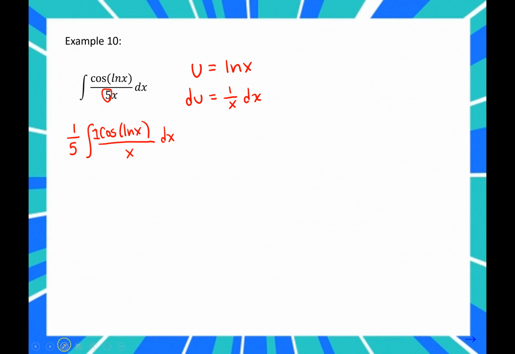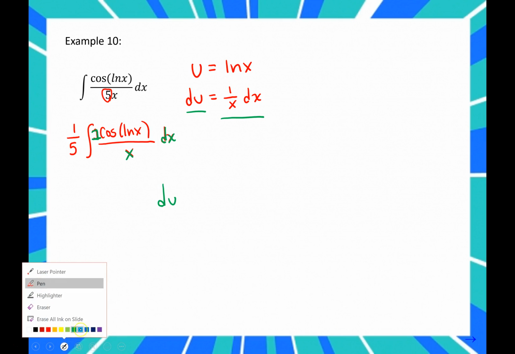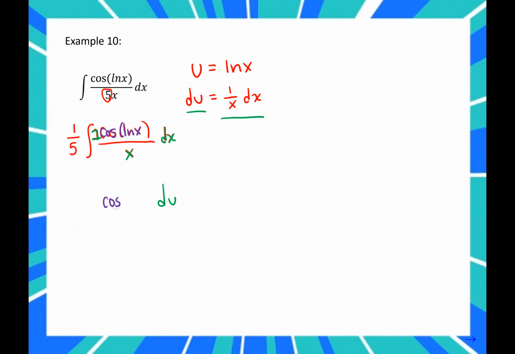All right, now let's go ahead and find some matches. So this 1 over x dx is going to become du. And then I have cosine of ln x, which means I'm actually going to have cosine of u. And then don't forget my integral of 1/5.